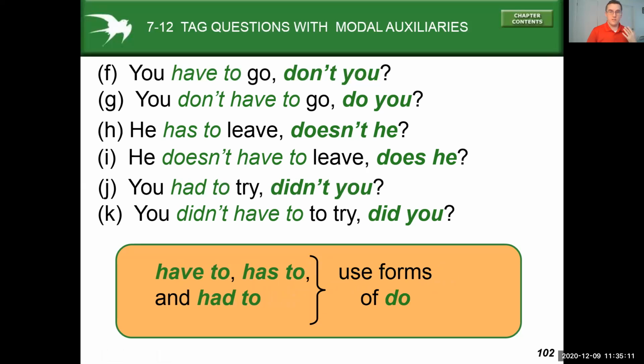So with this modal, we want to use forms of the auxiliary do, right? Have to, do or don't. Has to, does or doesn't. Had to, did or didn't.